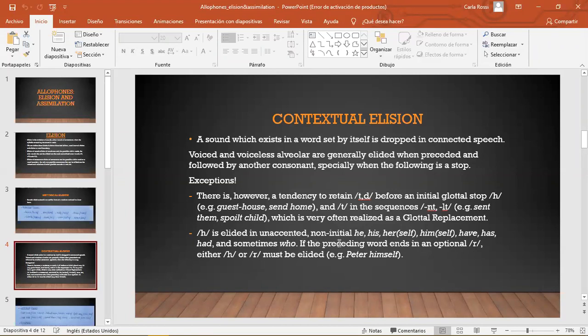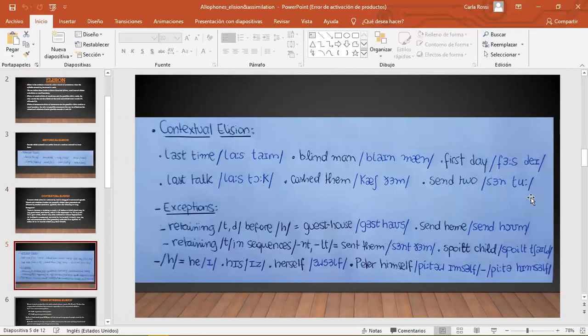If the preceding word ends in an optional approximant, yes, optional, either the glottal or the approximant must be elided. For example, we have this phrase, Peter himself. You can say Peter himself, or you can say Peter himself. You're going to see all those examples transcribed in this picture that I took of my transcription.